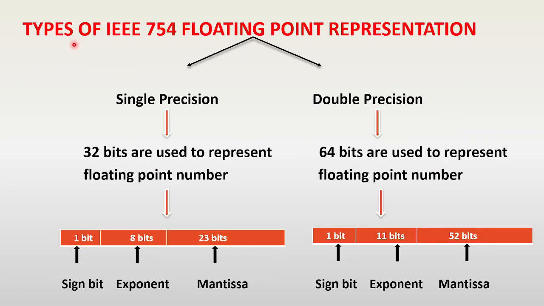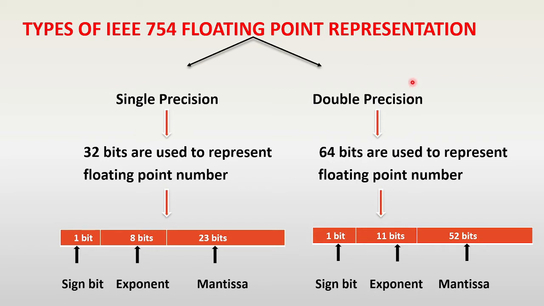Now we'll see there are two types of IEEE 754 floating point representation. One is single precision and one is double precision. Single precision is what? The number is represented using 32 bits. And double precision means the number is represented using 64 bits. Now the 32-bit number is split into three parts. The first bit is called the sign bit. The next 8 bits are called the exponent, and the remaining 23 bits are called the mantissa. This way, any number you can convert into IEEE 754 floating point representation in single precision format.